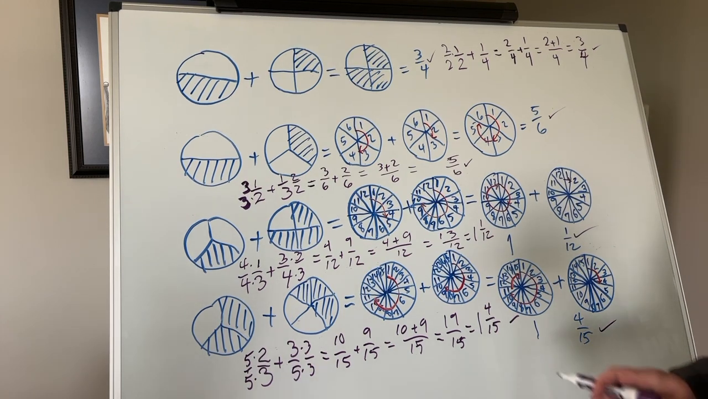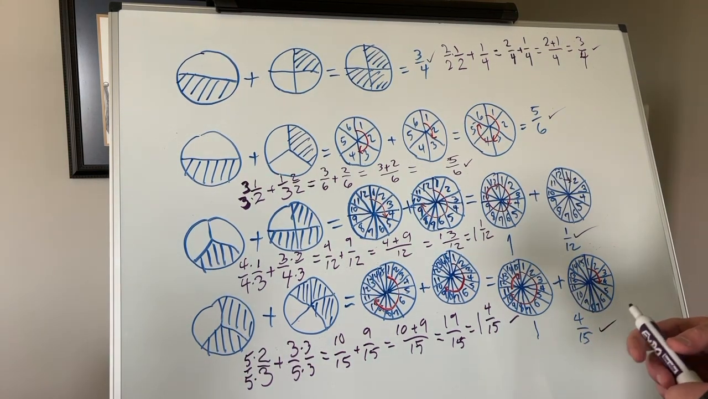So you can see it's a little bit different way to look at it. Visually, using pie charts, pie proportions, might help some people to see it a little differently instead of trying to do numbers. So anyhow, I hope that helps.